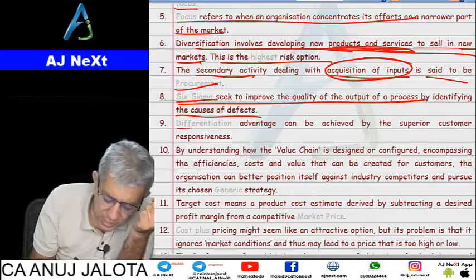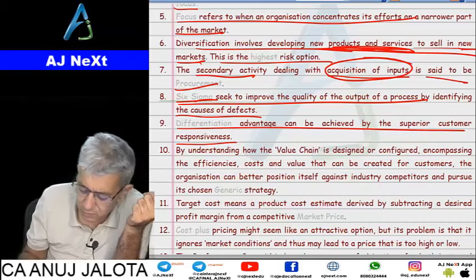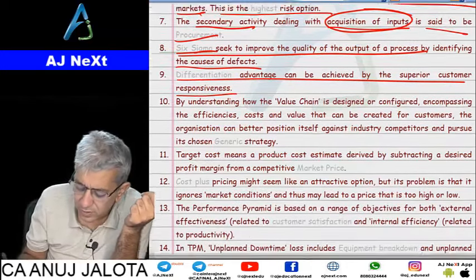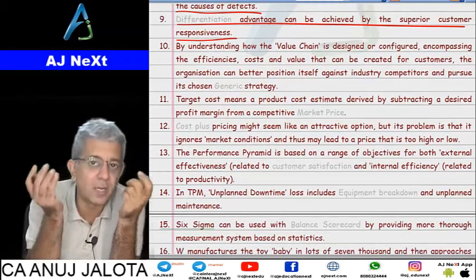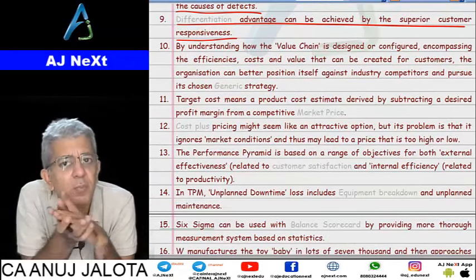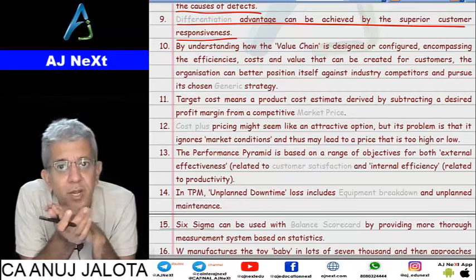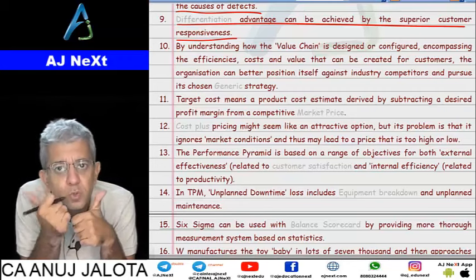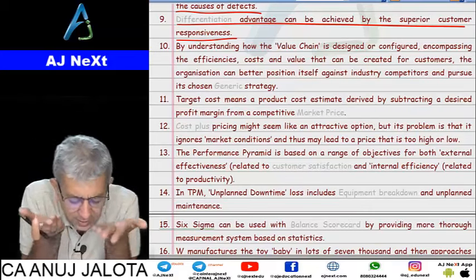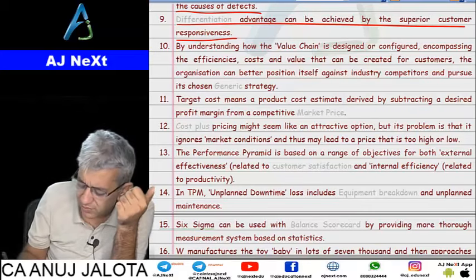Then further, differentiation advantage can be achieved by superior customer responsiveness. Obviously, if you respond to the customer better, your services are viewed to be better. You will have a product differentiation. The other model is the low cost advantage model, whereby you try to charge lower prices. But obviously, through superior customer responsiveness, your differentiation will start to happen.